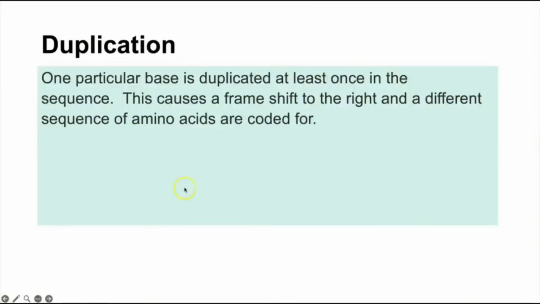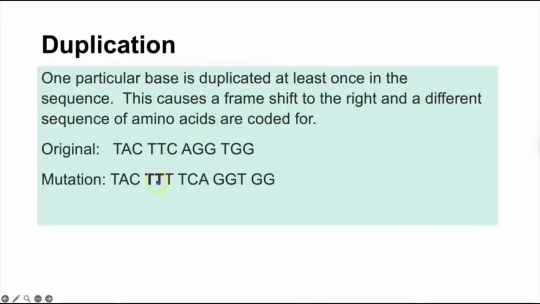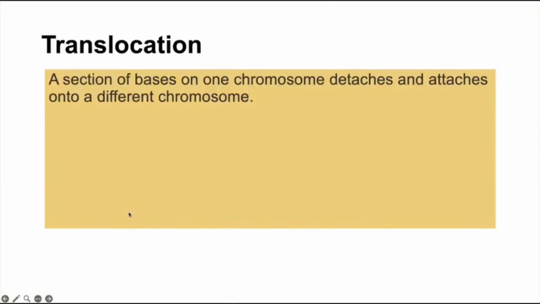Duplication is when one particular base is duplicated at least once. And because that means we're adding in bases, it's going to cause a frame shift to the right downstream of that mutation. So you end up with a different sequence of amino acids. So here's an example here. We've got the base thymine, added twice.